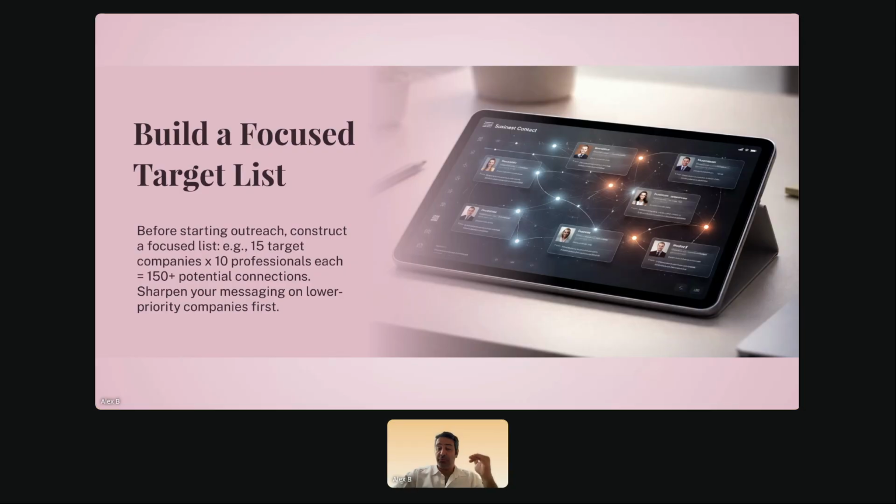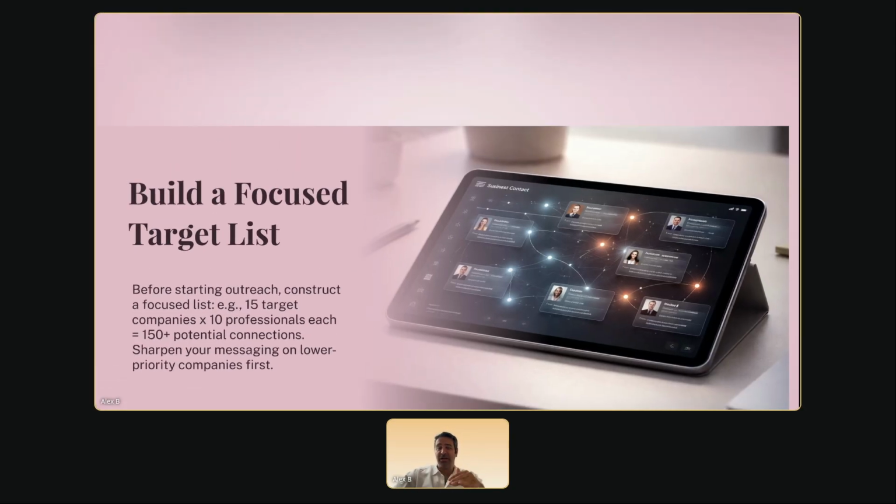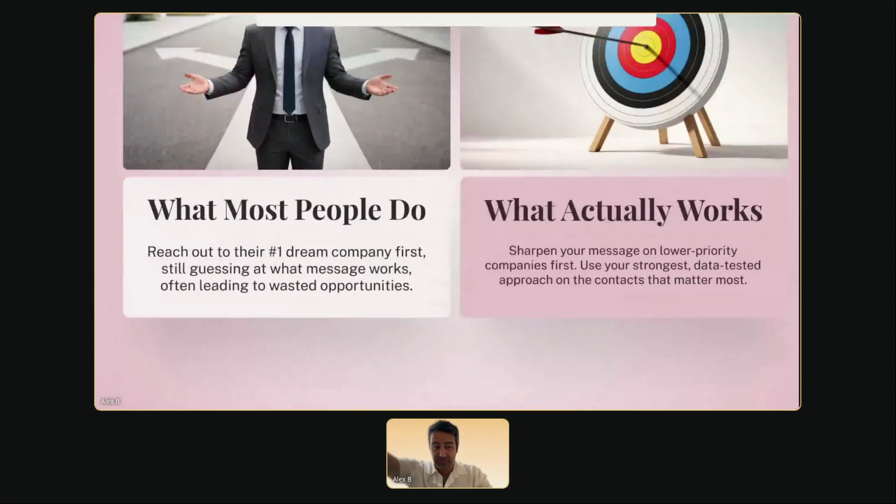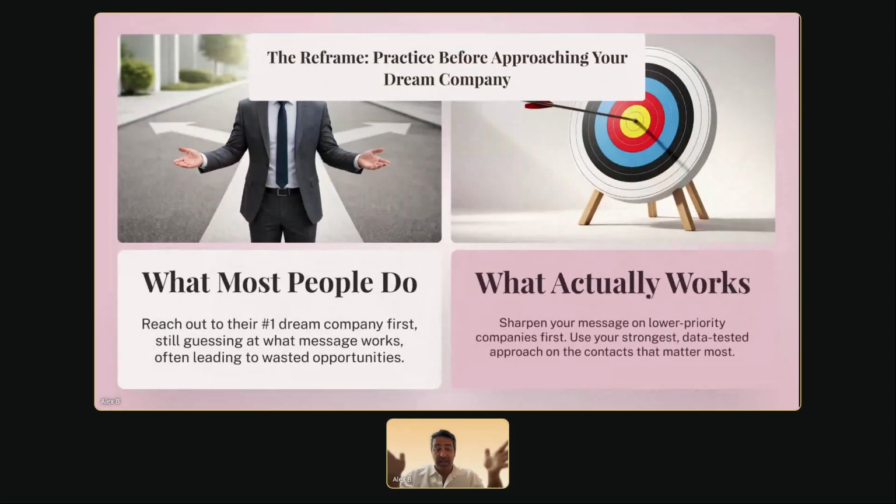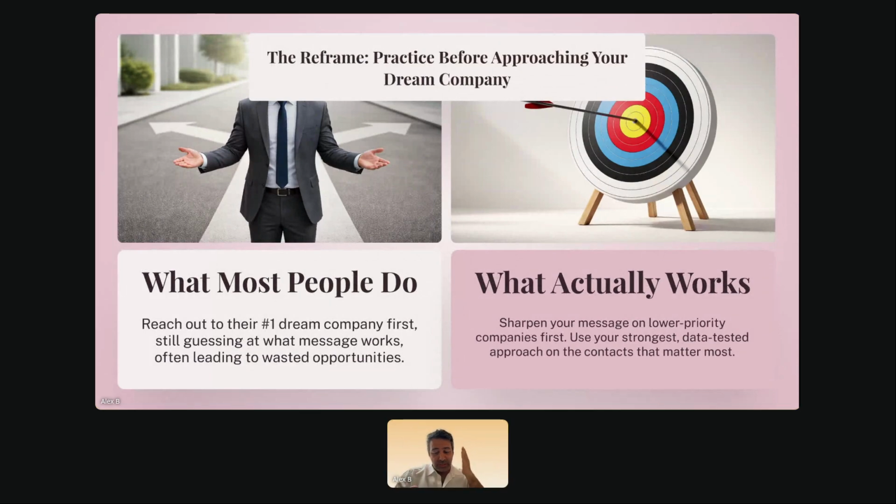Sharpen your message on lower priority companies first, then practice with those. Go to the target companies. I don't want you to go to the target companies and lose them right off the bat. Okay, that's not how it works. You need to work with the lowest priority, practice, reframe, and change your approach, and you have a solid approach when you go to your dream company.